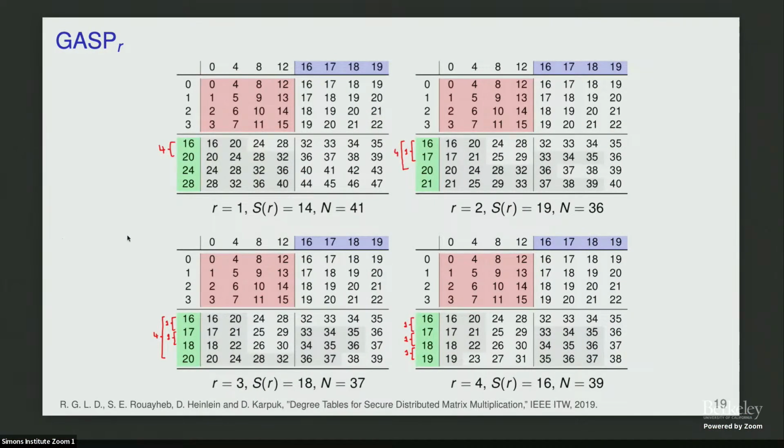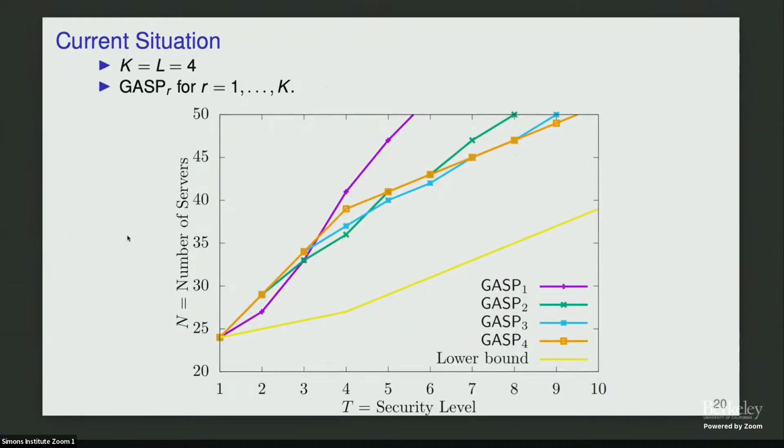So it is the case that there are these intermediate regimes that do better. And you have this situation where GASP1 will do better, then GASP2 will do better, then GASP3 will do better, and then GASP-T will do better all the way forever. And for outer product, regular partitioning, this is the current situation in terms of what's best.